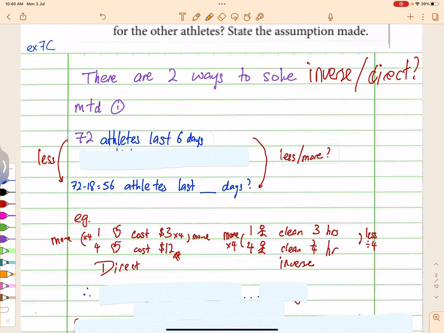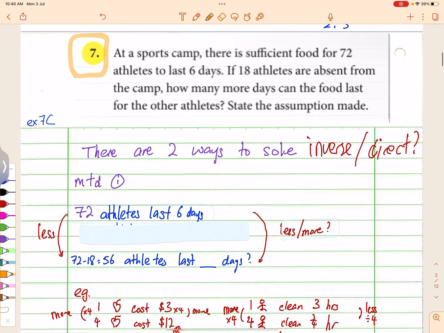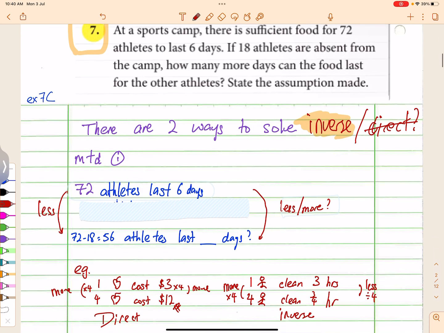So we know that in this question 7, this is actually an inverse kind of relationship, not a direct one. But 72 to 56 is quite tough. I don't know what number to divide or multiply, but I know I can find one, right? So if I choose to divide by 72, on the other side, I know that I need to times the 72, right? Because it is in an inverse relation.